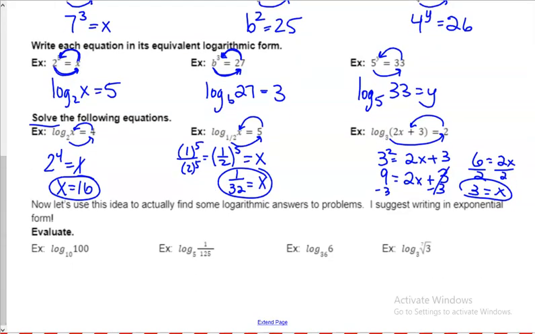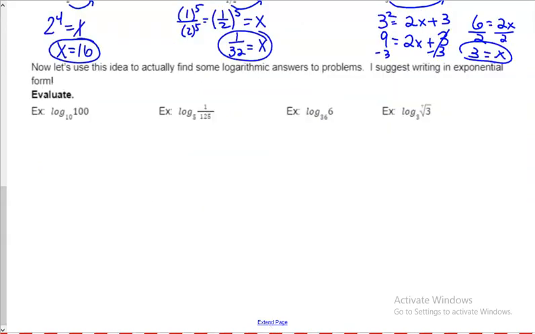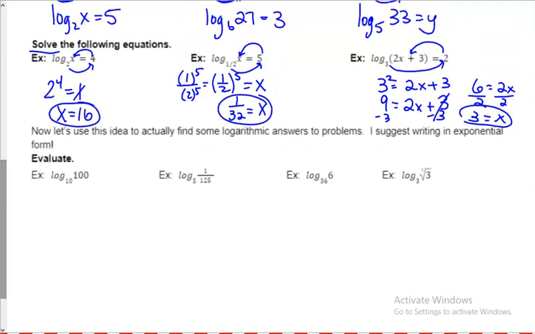All right, let's try some of these down here. Use this idea to actually find some logarithms. So now we don't have an equation, but a lot of times to solve a logarithm, I'm encouraged to make an equation because x is what we're looking for. What is that equal to? Let's make it an equation and change it into our exponential form, going counterclockwise, and then we can solve.